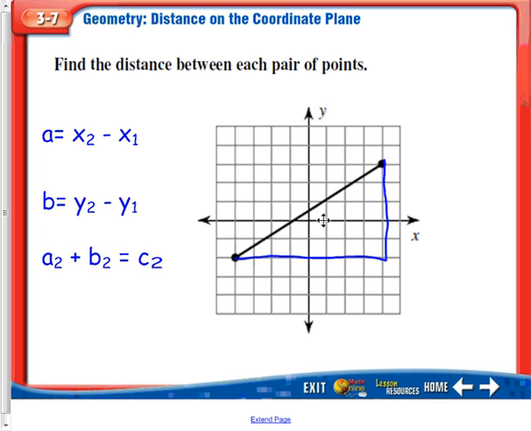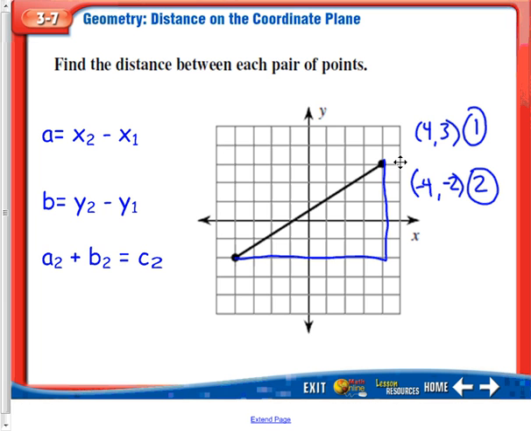We have 1, 2, 3, 4, and then up 1, 2, 3. So we have 4, 3, and then this point here is left 1, 2, 3, 4. So we're at -4, and down 1, 2. So -2. And so when I look at x2 and x1, what that refers to is if we call this point number 1, and we call this point number 2, then this here is x value 2 and this here is x value 1.